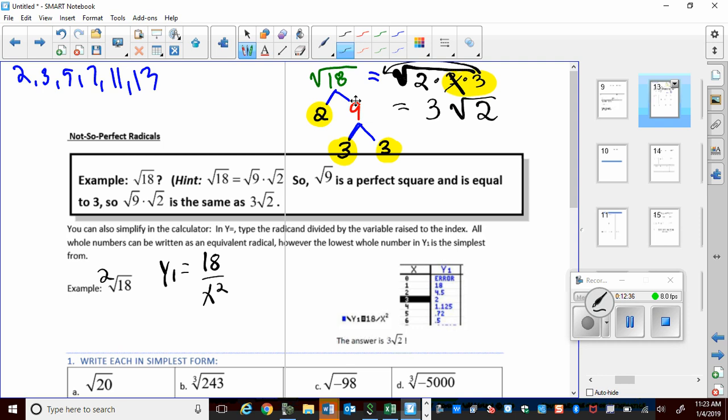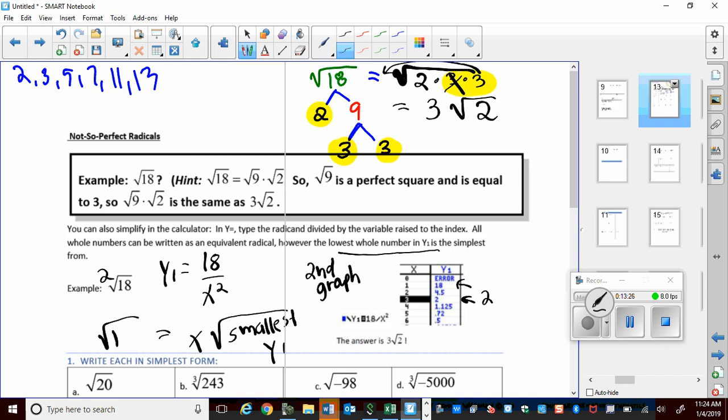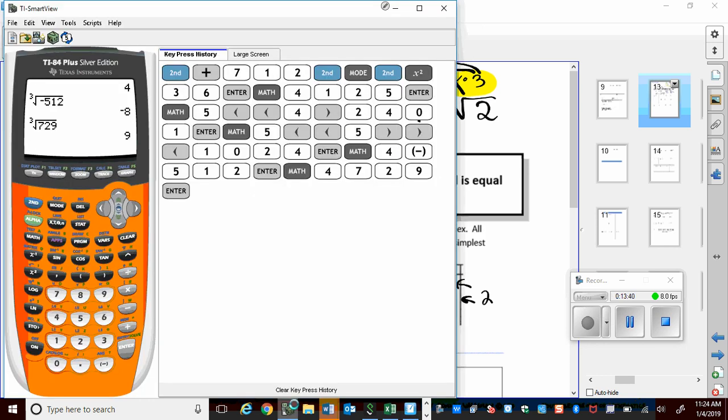Well, what we're going to do is press second graph and go to the table. And what we're looking for is the lowest whole number in y1. So it wouldn't be 18, wouldn't be anything underneath that, but the smallest whole number is 2. On the other hand, x has to be a whole number too. What you're going to create is your x value and your smallest y1. So any number under a radical is going to be your x value times your smallest y1. And both of these numbers have to be whole numbers. So we're going to try this with the square root of 18, and we should get 3 square root of 2.